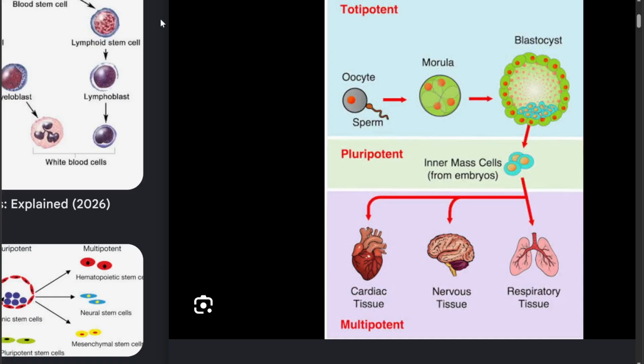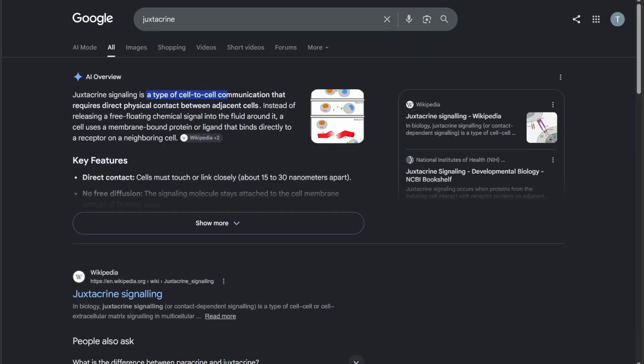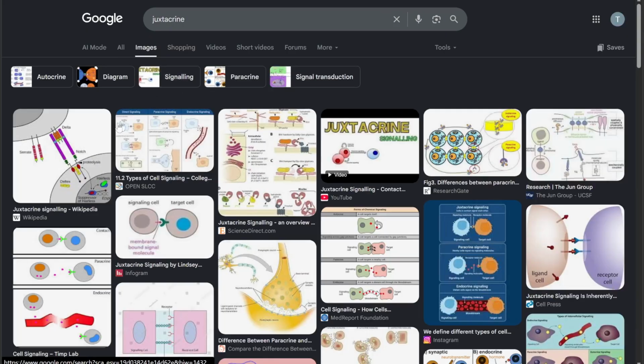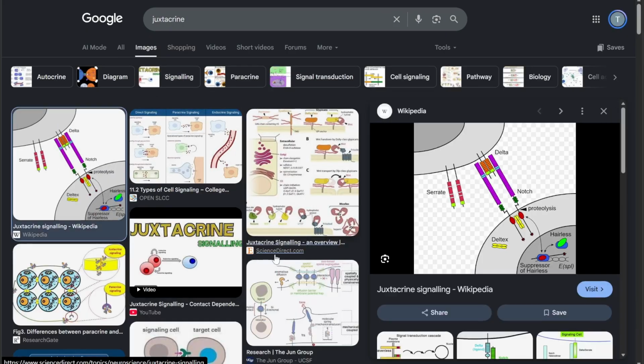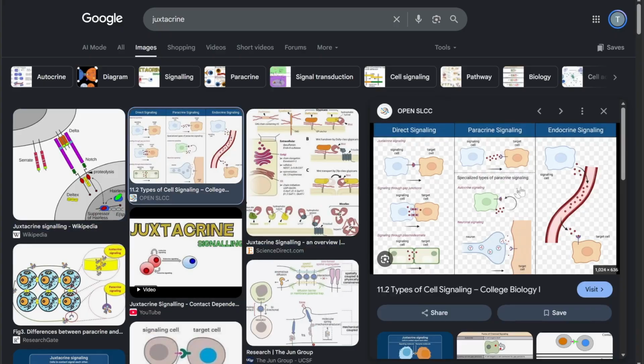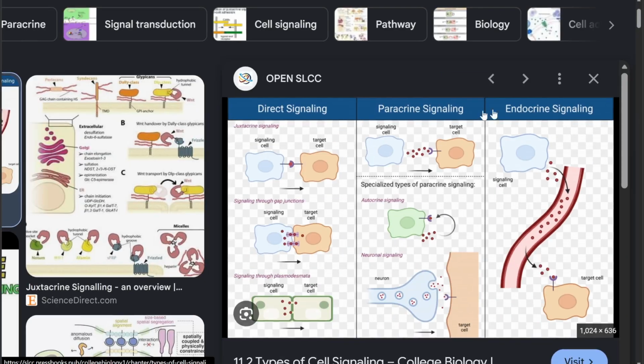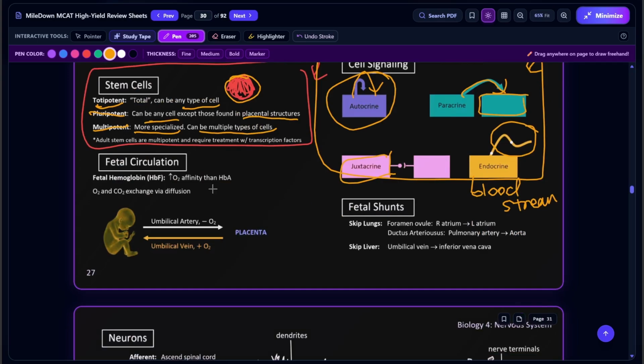So I'll just show you juxtacrine signaling. So a cell-to-cell communication, but it requires a direct contact, right? Here's another picture for direct signaling, paracrine signaling, and endocrine signaling. So here's your endocrine with the blood signaling. So yeah, cells have to talk to each other in some way, or else you wouldn't be able to deliver information like neurotransmitters. So cells need to be able to communicate with each other, but they're not literally talking, by the way, okay?